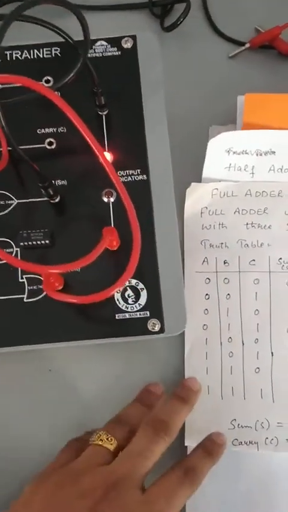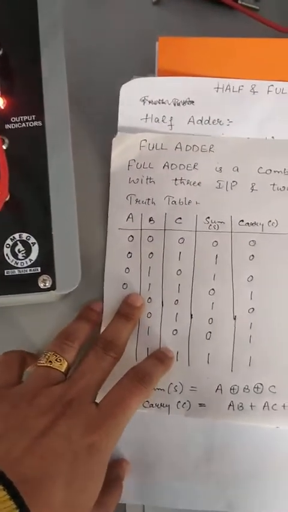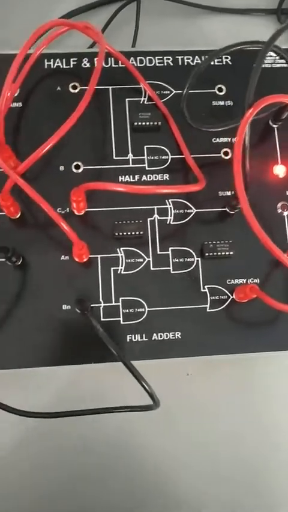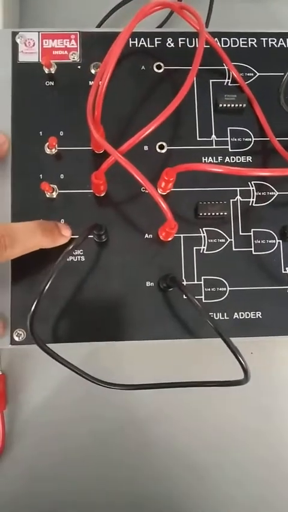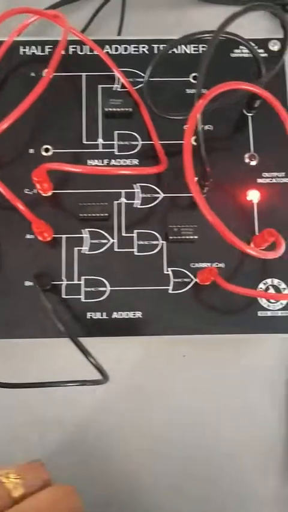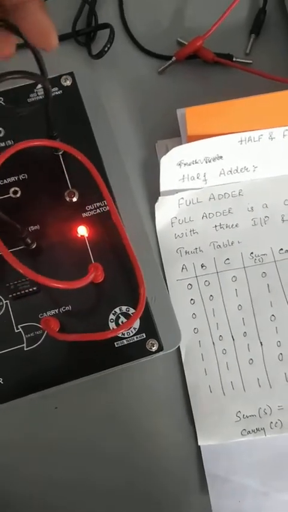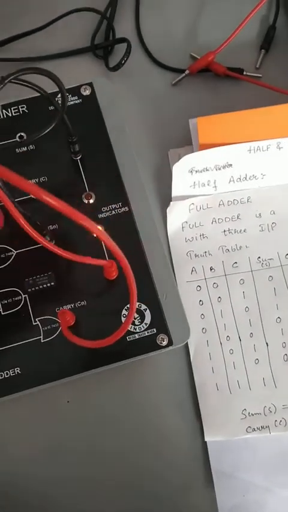The next combination is A will be 0, B will be 1 and C will also be 1. At that time you have to see that the sum will be 0 and carry will be 1.